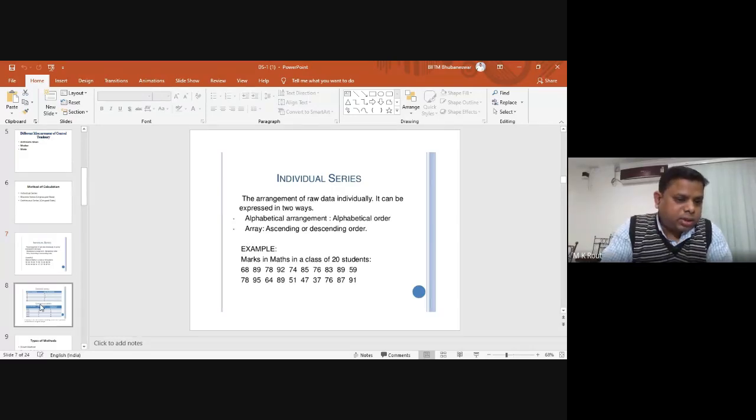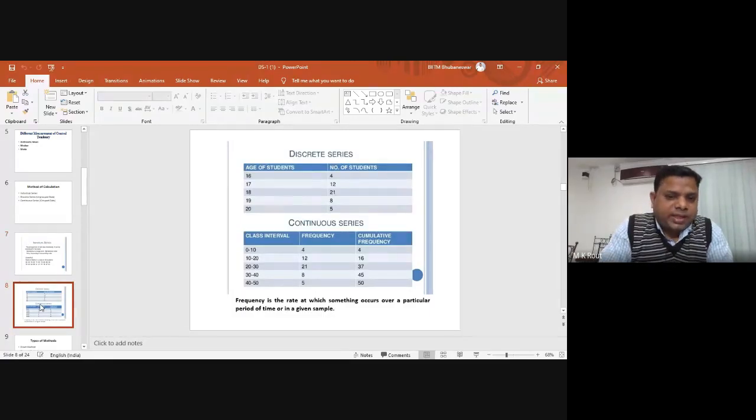Then moving to the next one, in case of discrete series or ungrouped series, these data are presented along with their frequencies. Frequency is the rate at which something occurs over a particular period of time in a given sample. So here, in case of ungrouped or discrete series, we have the age of students, that is 16, 17, 18, 19, 20, and the number of appearances in a particular sample is given respectively, that is 4, 12, 21, 8, and 5.